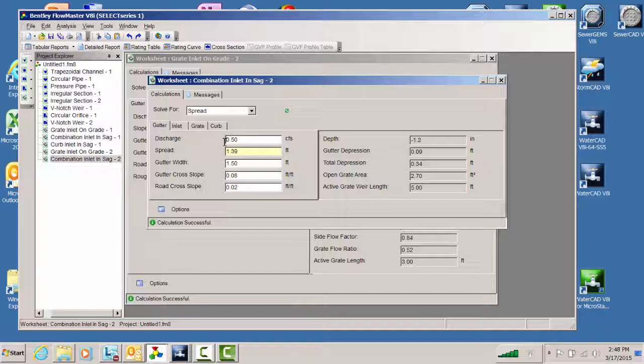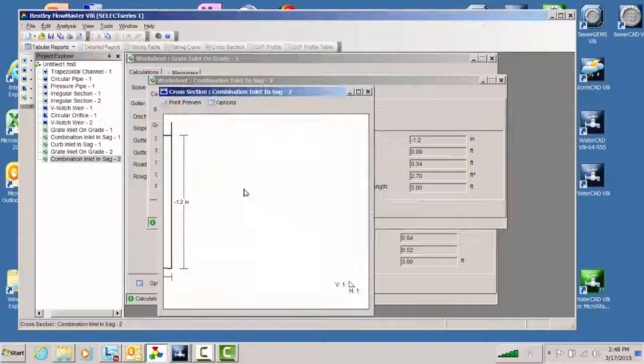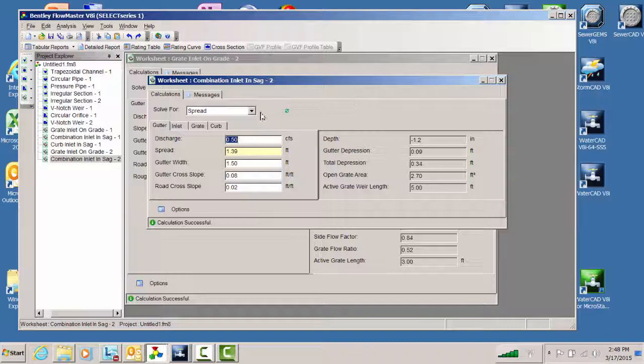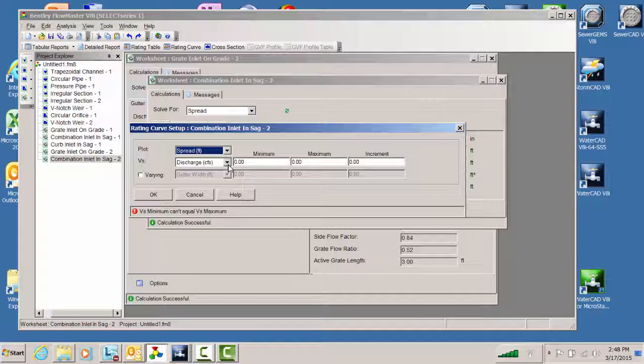And again, one of the things we usually like to do is look at this in terms of rating curves, or let's look at the cross-section. That might be fun to look at, and that's what the cross-section looks like. Not too exciting in this particular case. It's a curb inlet. Let's look instead at the rating curve, and we want to do discharge versus spread. That's a good one.